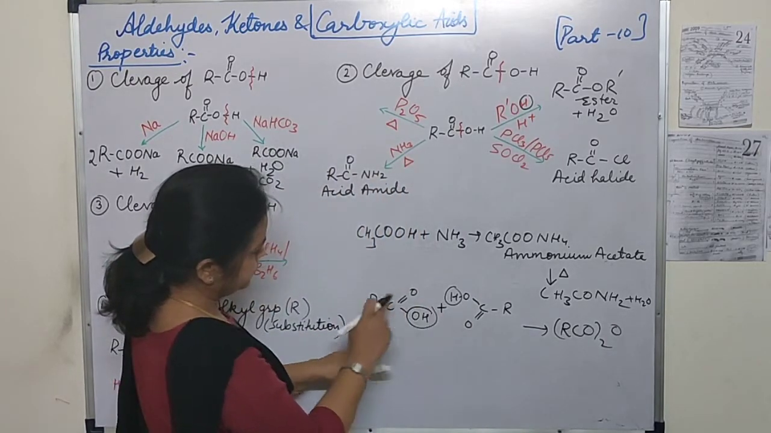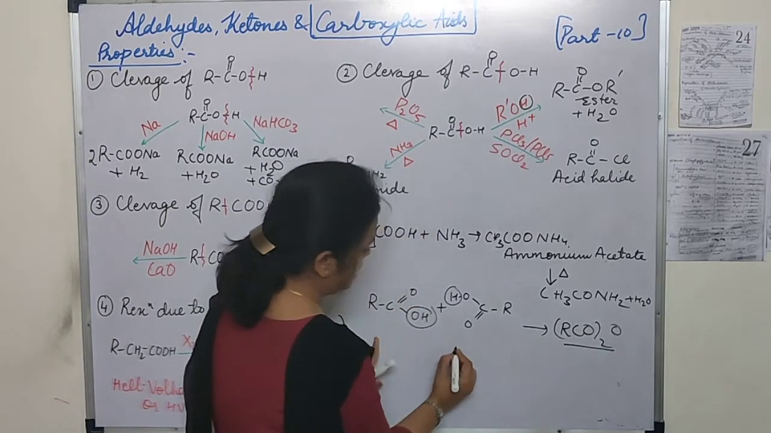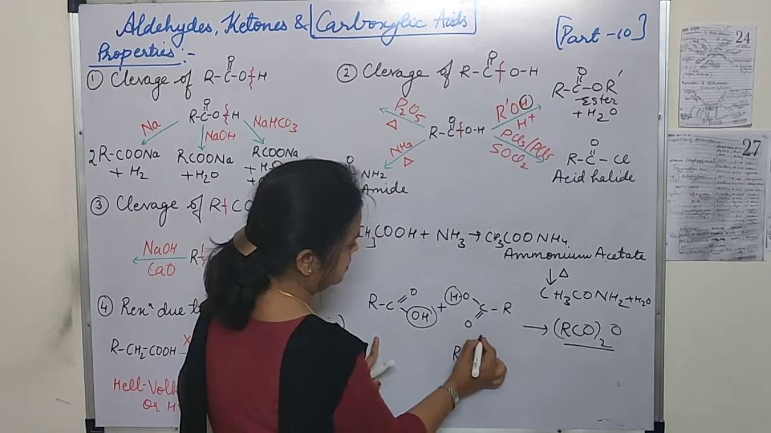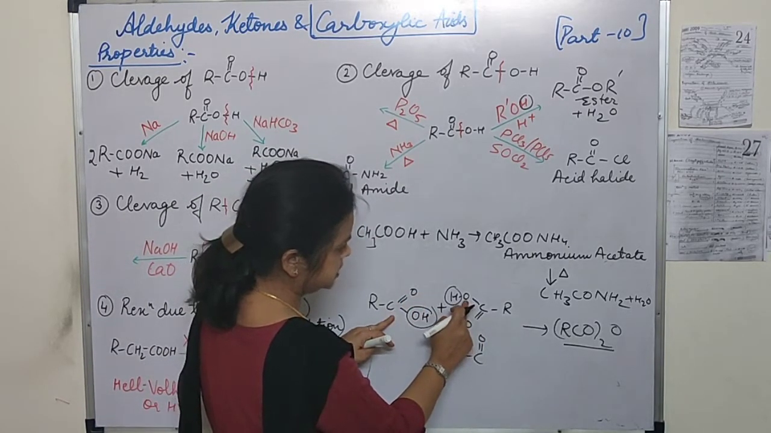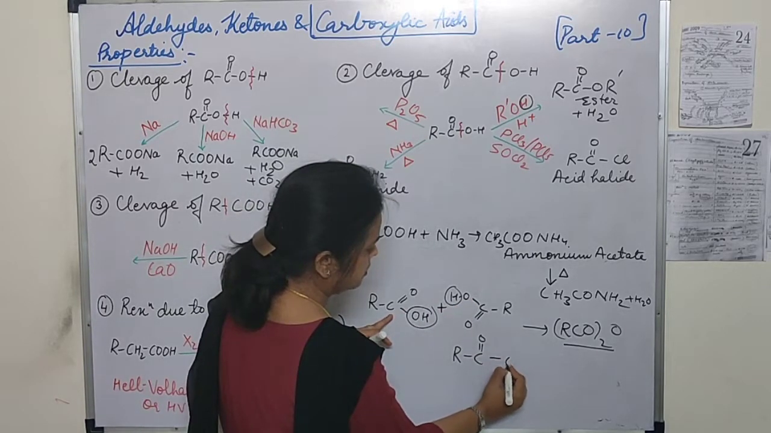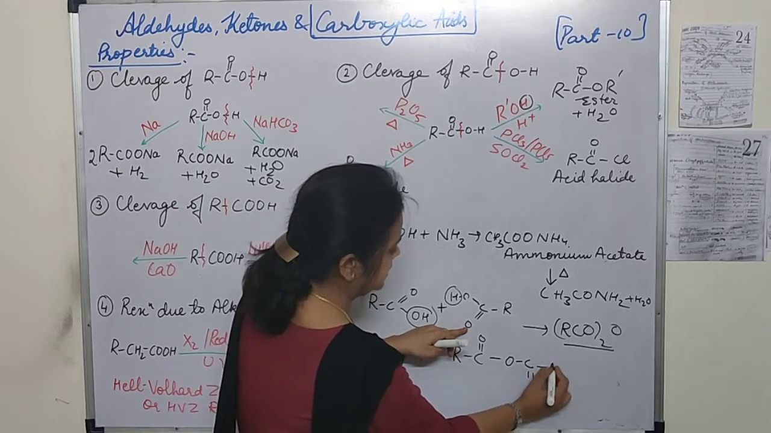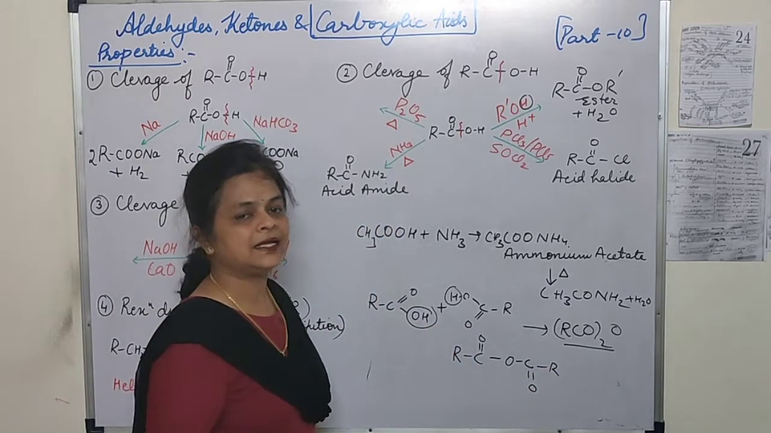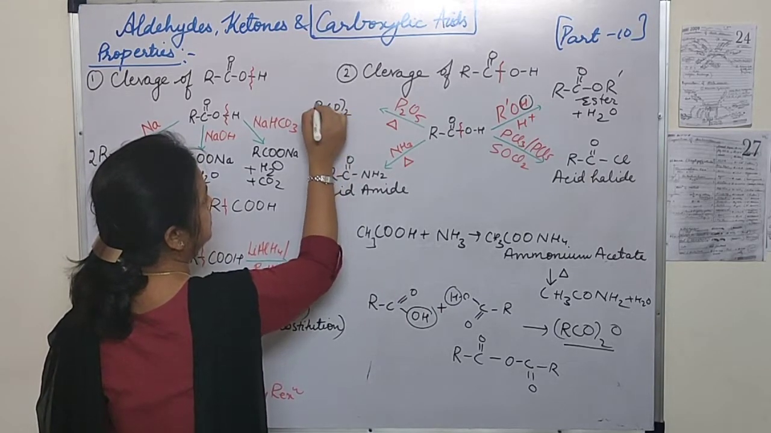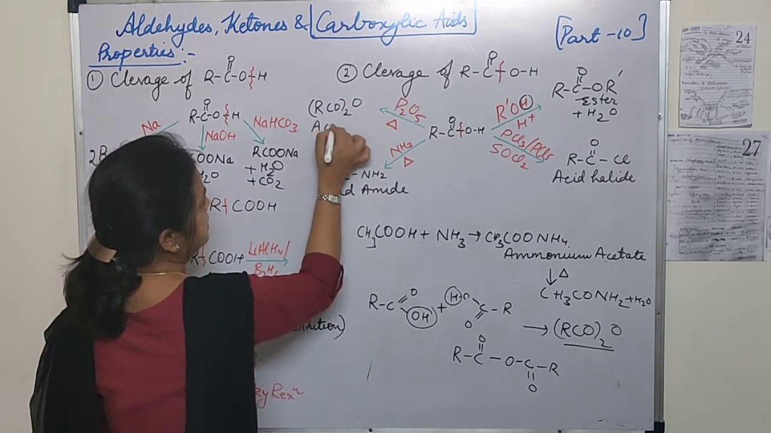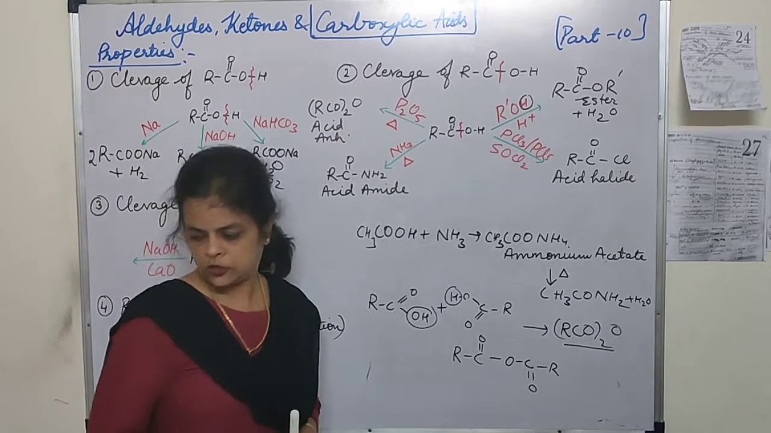Now see here, RCO. What is the structure of the product? RCO. Now it's going to get attached with this oxygen. From here it will get attached to oxygen, then this C having oxygen, and then R. So this is acid anhydride. Let's write it here. RCO whole twice O. This is acid anhydride. Okay, so complete your flow chart.